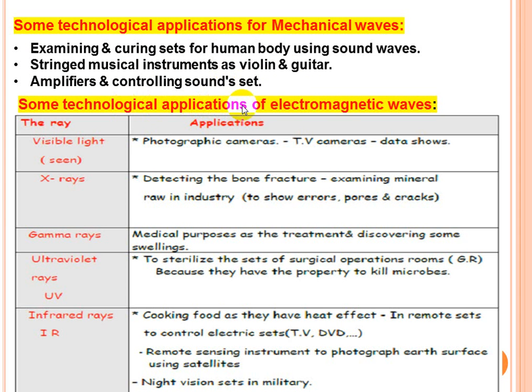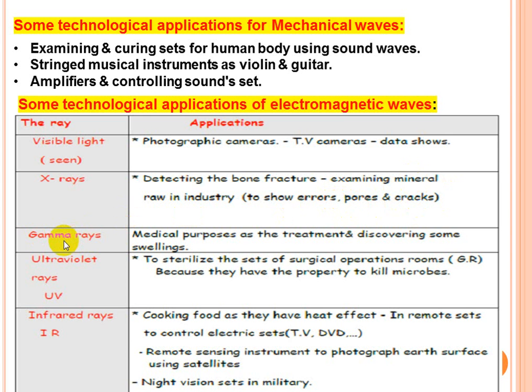The technological applications of electromagnetic waves, the use of each ray. Visible light is used in photographic cameras, TV cameras, and data show. The X-ray is used in detecting bone fractures. Also, it's used in examining raw minerals in industry, detecting the errors, pores and cracks which you find in the minerals.